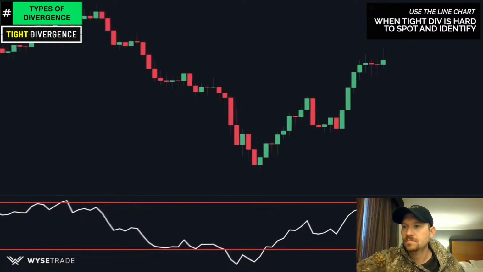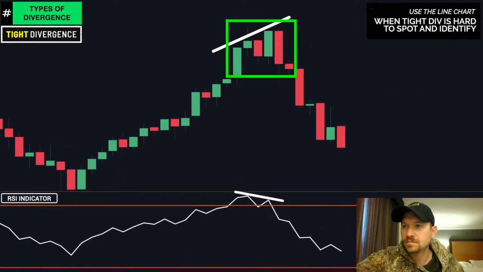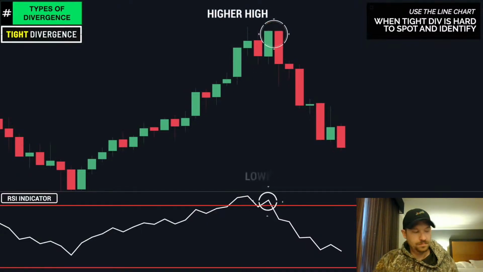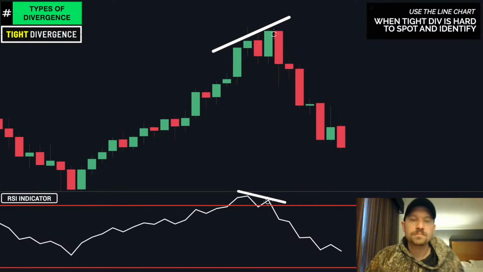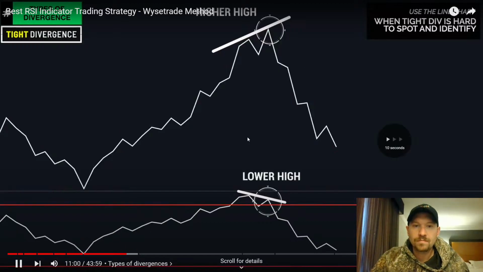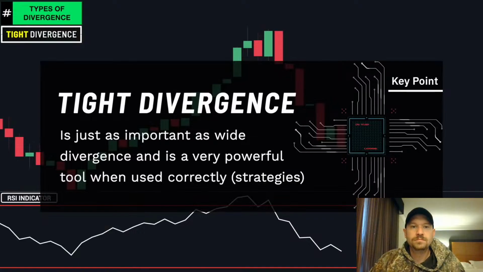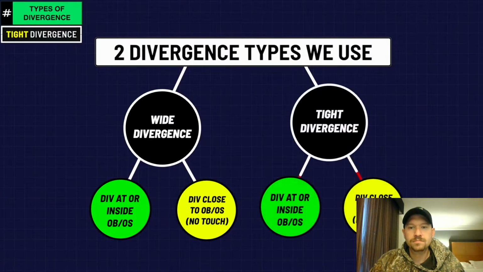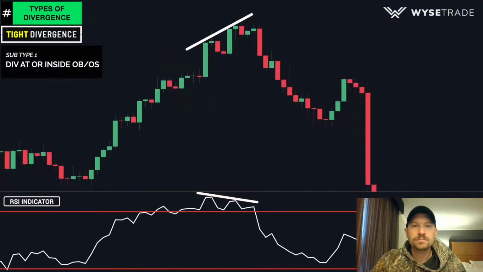So here's another example. This here is where your divergence occurred. And here is the movement that price made. Run, pull back, run. Price made a higher high, while the RSI made a lower high, hence your divergence. Again, let's switch to the line chart to show this more clearly, then back to candlesticks. So when we get to the strategies section, you'll understand why tight divergence is just as important as wide divergence.